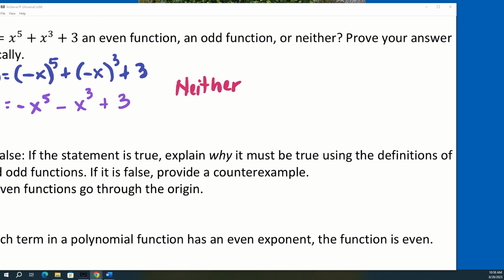So some signs changed, some signs didn't. And to finish up the answer, I would say that g of negative x doesn't equal g of x and doesn't equal the opposite of g of x. So that's the case when it's neither.